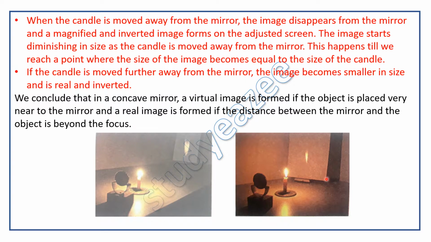This happens till we reach a point where the size of the image becomes equal to the size of the candle. If the candle is moved further away from the mirror, the image becomes smaller in size and is real and inverted. Here we are getting a real and inverted image because this image can be obtained on a screen. So we conclude that in a concave mirror, a virtual image is formed if the object is placed very near to the mirror, and a real image is formed if the distance between the mirror and the object is beyond the focus.